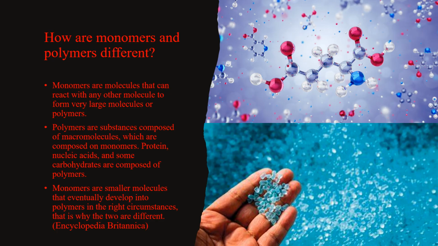How are monomers and polymers different? Monomers are molecules that can react with any other molecule to form a very large molecule, or polymer. Polymers are substances composed of macromolecules, which are composed of monomers. Protein, nucleic acid, and some carbohydrates are composed of polymers. Monomers are smaller molecules that eventually develop into polymers in the right circumstances.